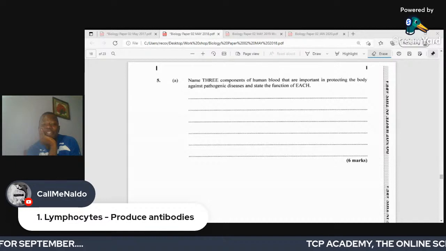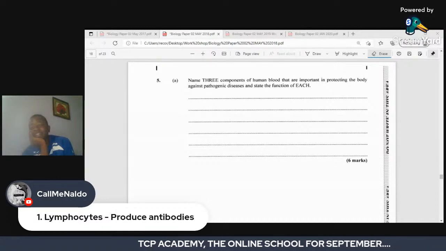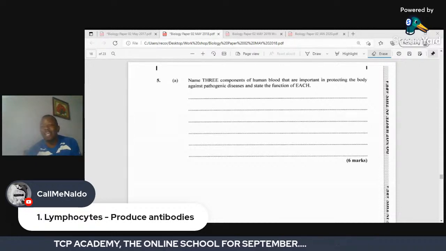Lymphocytes, they produce antibodies. Great. All right, so I continue to look. I'm seeing lymphocytes.